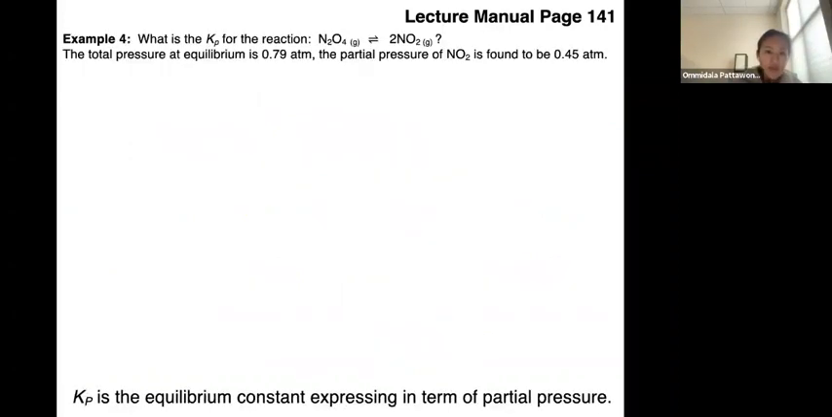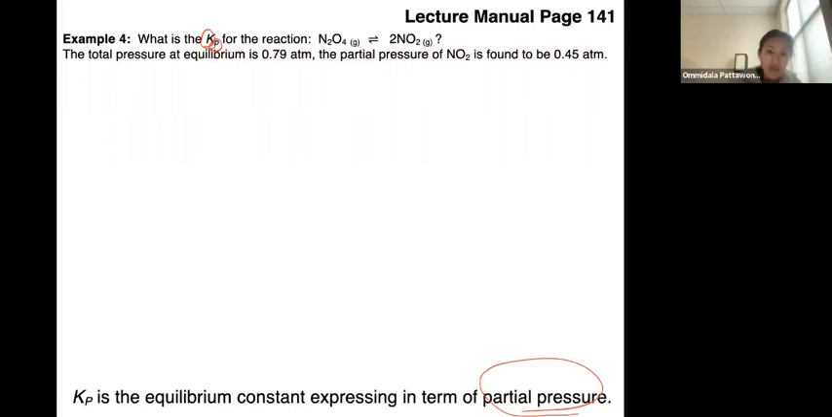The next example is asking us to find the equilibrium constant again. What is the equilibrium constant? K. But now this one has subscript P. What does subscript P mean? K subscript P is the equilibrium constant expressed in terms of partial pressure. So in this case, it's going to involve gases.